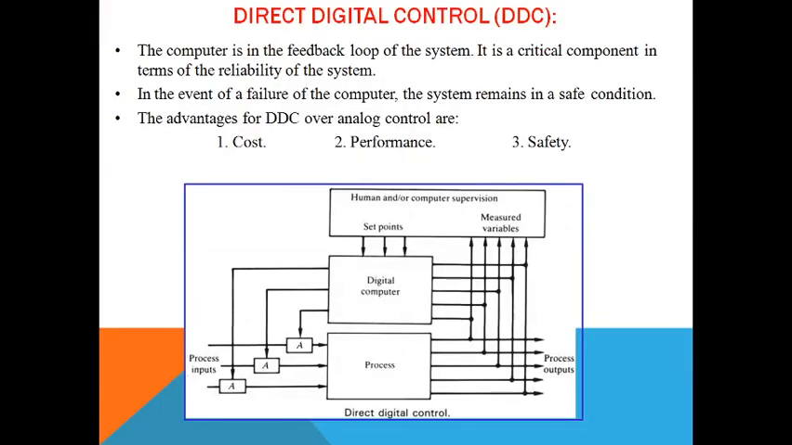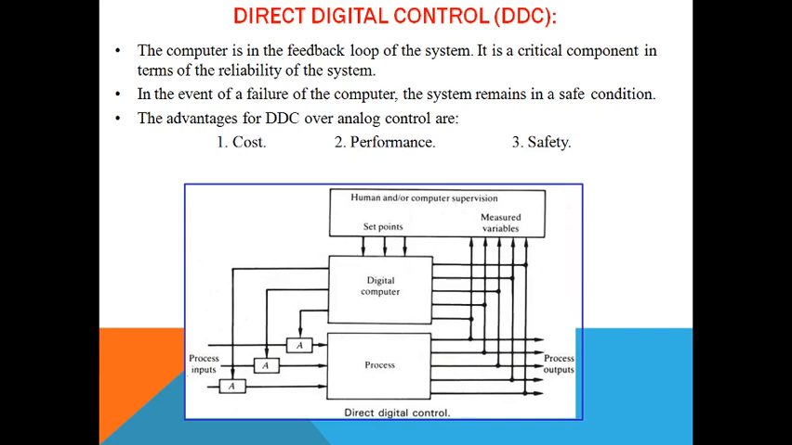Then another type of control which is popularly used in our real-time system is known as direct digital control. In order to provide sequence control, because there are several disadvantages, if we don't want to waste time, then we will provide direct digital control. In this case, the computer is in the feedback loop of the system. It is a critical component in terms of reliability of the system. In the event of a failure of the computer, the system remains in a safe condition.